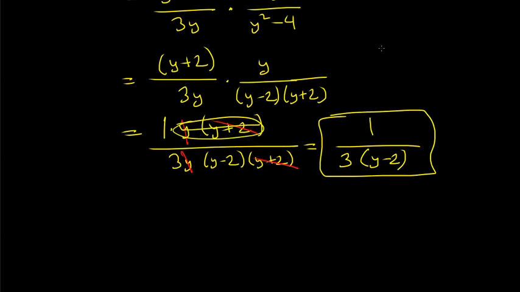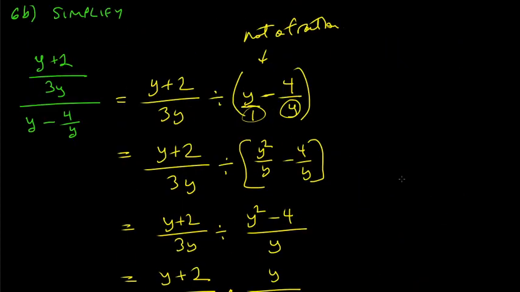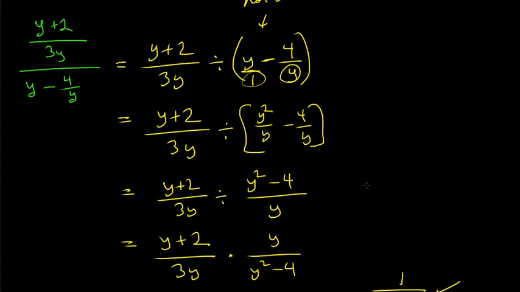Okay. Again, you can also write this as 1 over 3y minus 6. I would accept that, but there's no reason to multiply it out. I would leave it factored. Okay, so that's one way to do part B. Here's the other way.